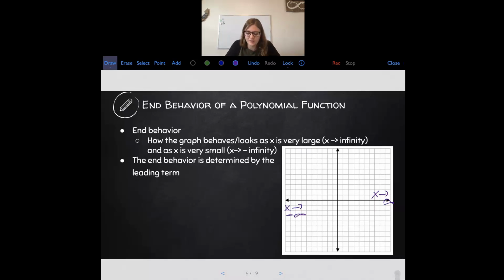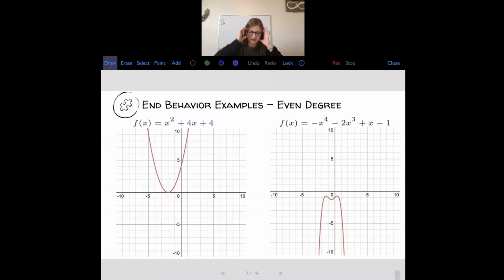And the reason that we just spent time talking about polynomial functions and our leading term is because the end behavior is determined by the leading term, which includes the leading coefficient and the degree of the polynomial, okay? So let's show some examples.